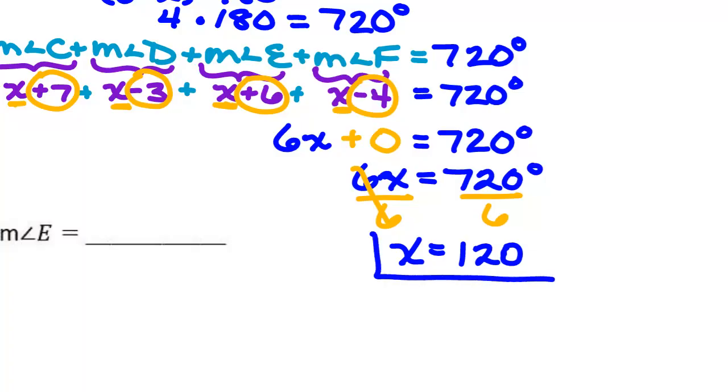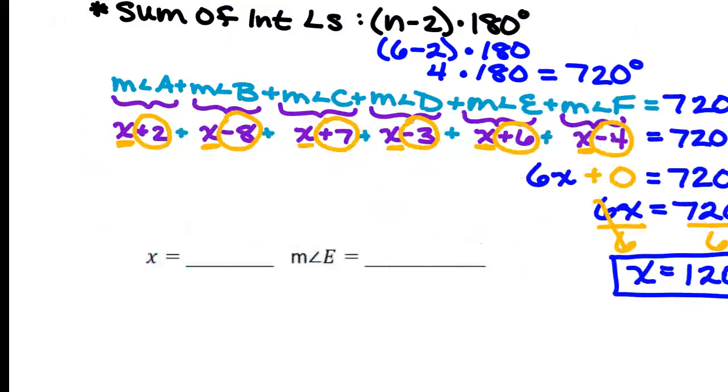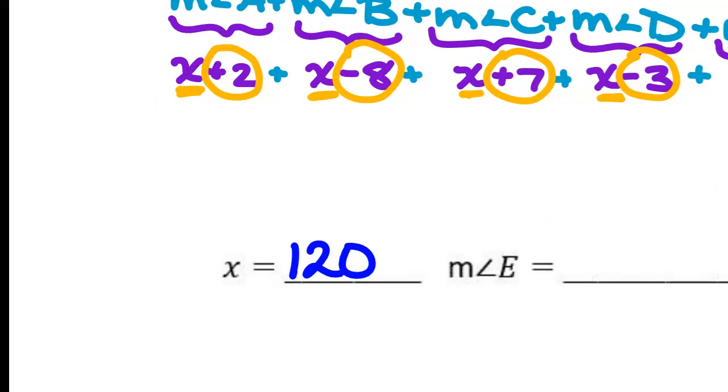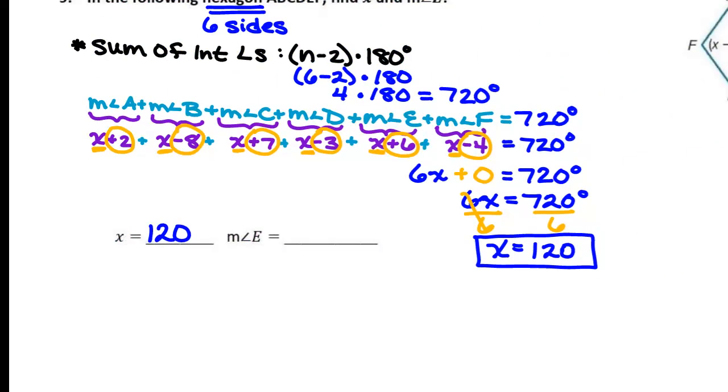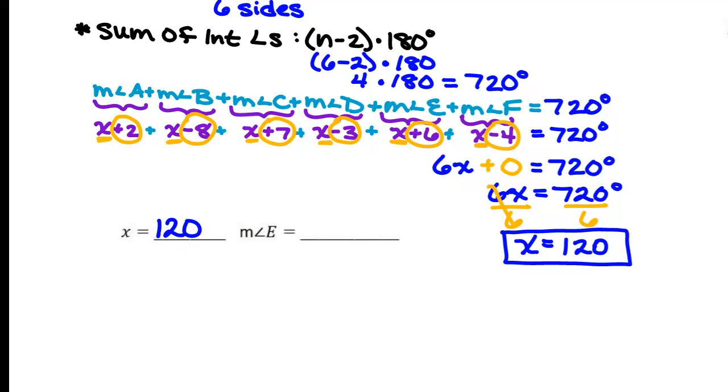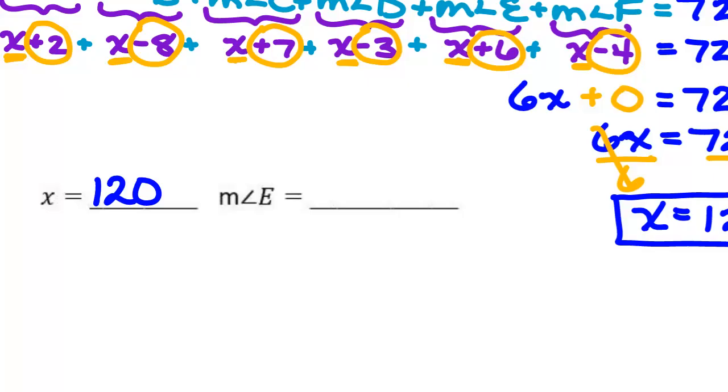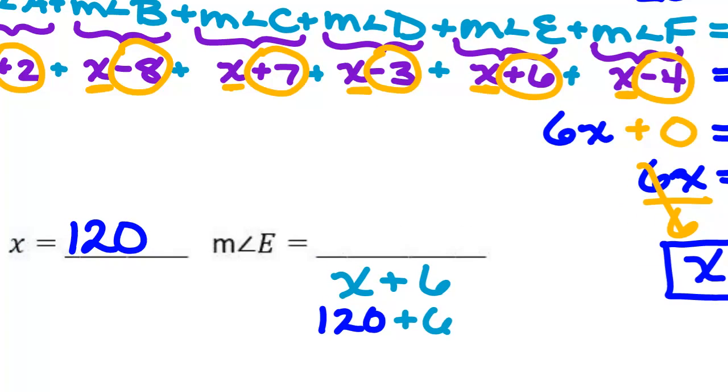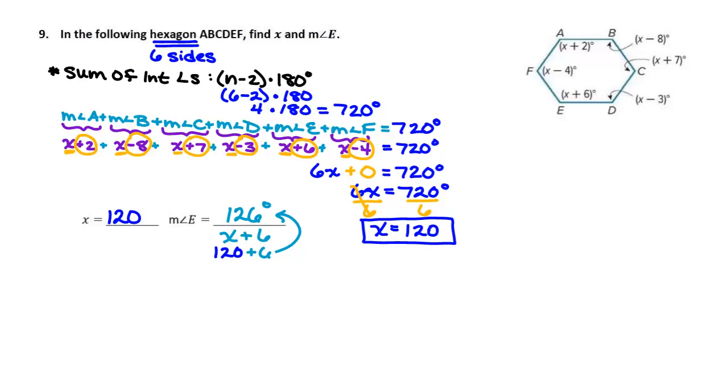120. So x is 120. And then we want the measure of angle E. What was the formula that we had for angle E? X plus 6. So that would make this 120 plus 6. So how big is angle E? 126 degrees. Nicely done.